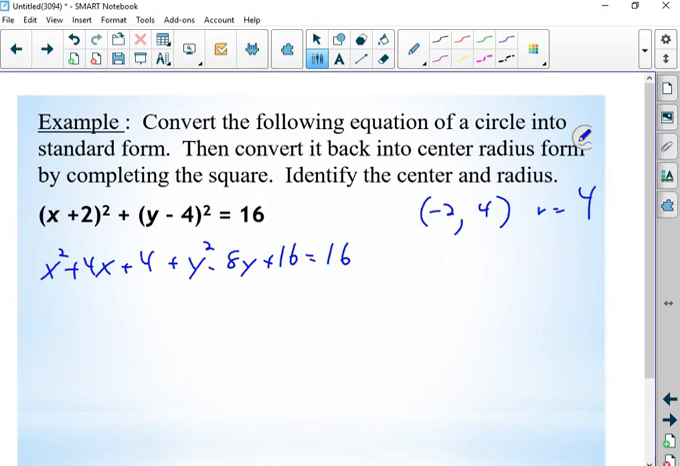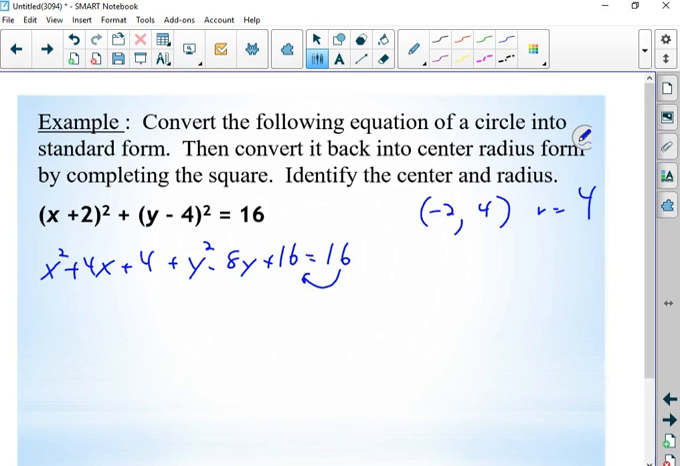Equals 16. Now remember, the thing is, if you need to FOIL this off the side, there's nothing wrong with that. But you should practice the shortcut to get better at it. Or if you need to be certain, go ahead and FOIL off the side. Distribute it. That's okay. No big deal. Then we want to move this over. We're going to move that over and reorder them.